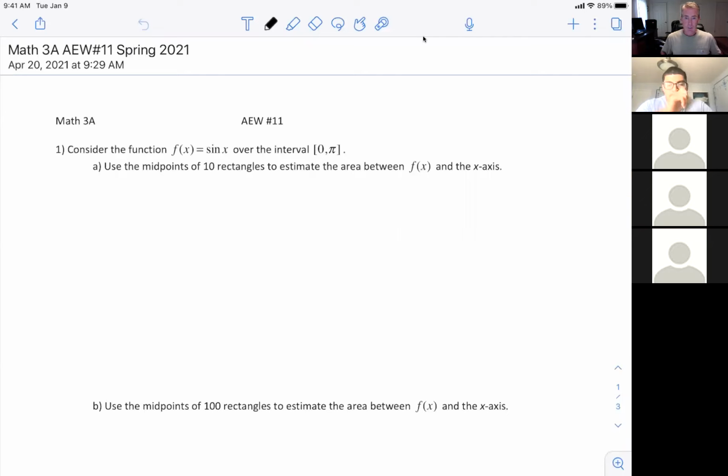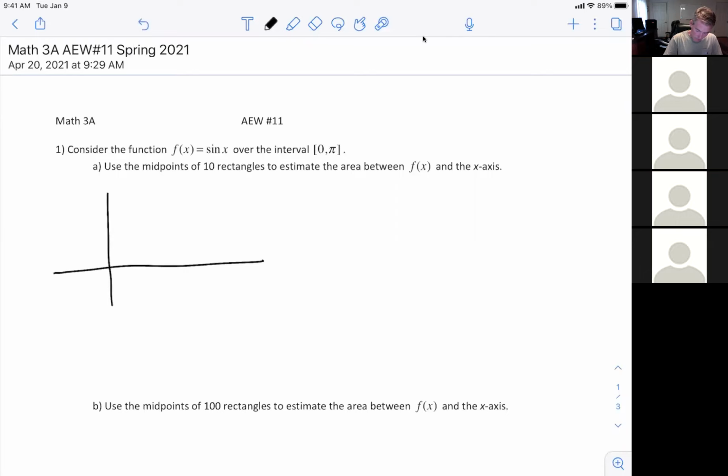So I don't know if you've done the area using Riemann sums, but if not, that's okay. I need to turn the volume down because I'm going to show you how to do it. So first of all, we're looking at the sine function from 0 to pi.